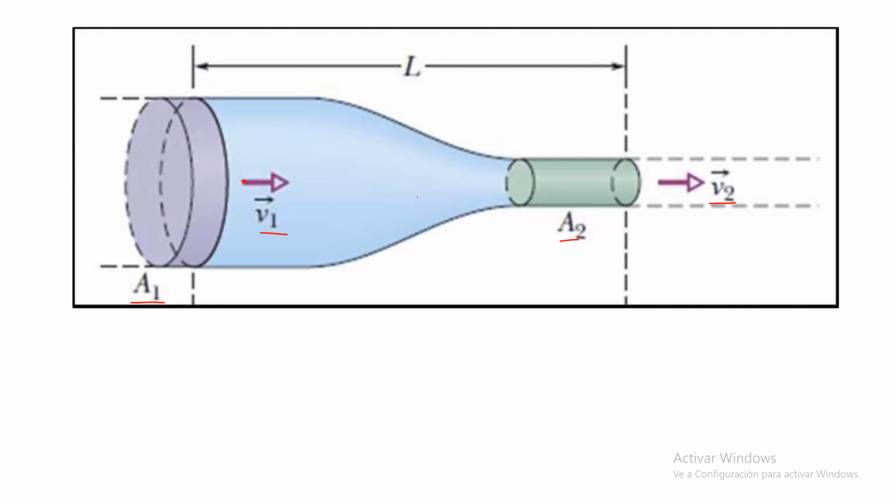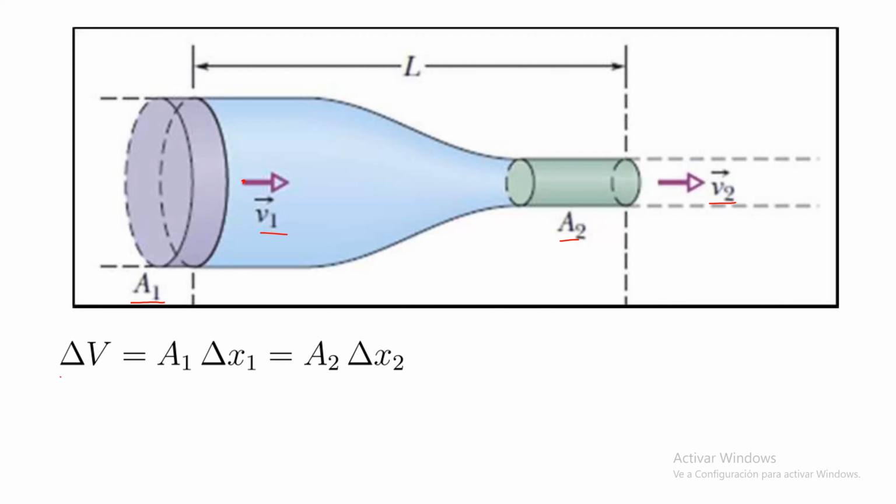Secondly, that it's incompressible. Therefore, the liquid doesn't change density. Third, that the liquid is non-viscous. Therefore, there is no interaction between its particles. And fourth, that the liquid is not rotating. With all these assumptions, we can then make this formula.